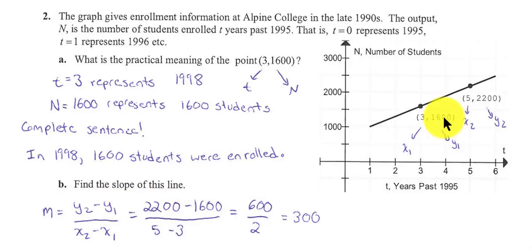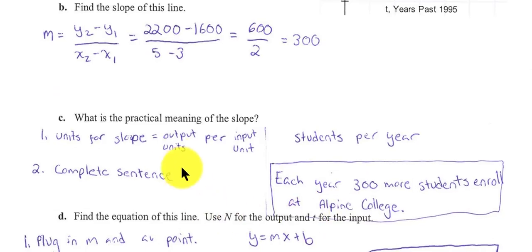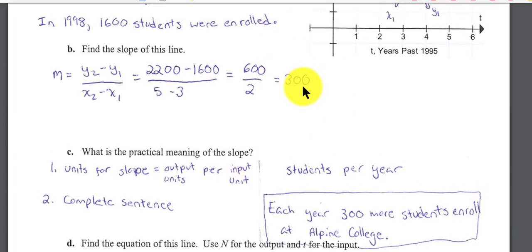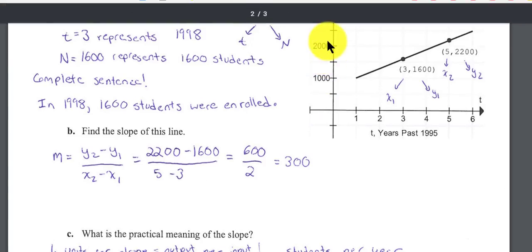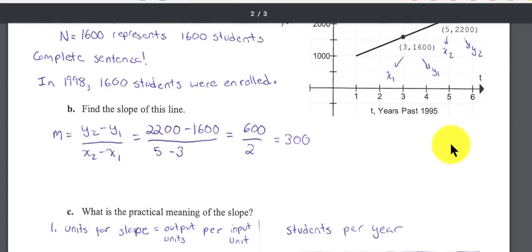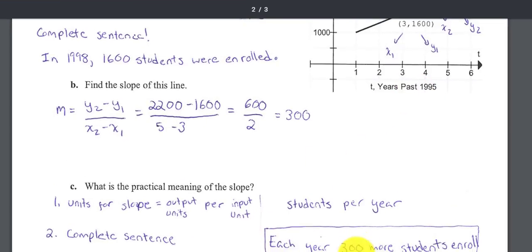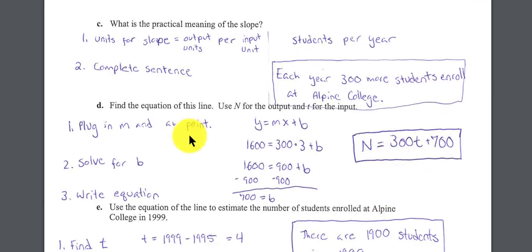Find the slope of this line. Well, think of these as 2 points, right? y2 minus y1, or 2200 minus 1600, over 5 minus 3, leaves me with 300. So the slope is 300. The practical meaning, well, each year the number of students would increase by 300, right? If y represents the number of students and x represents the years, for every year that increases, the number of students would increase by 300.